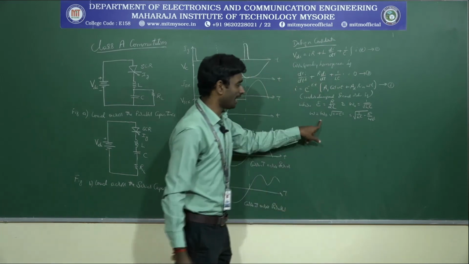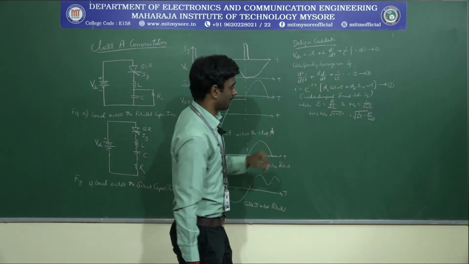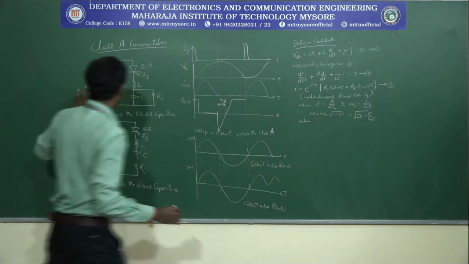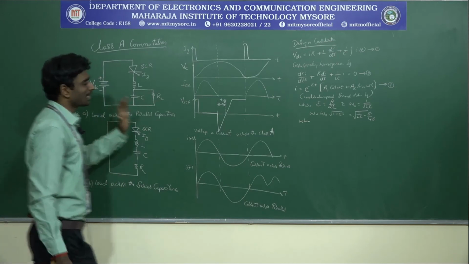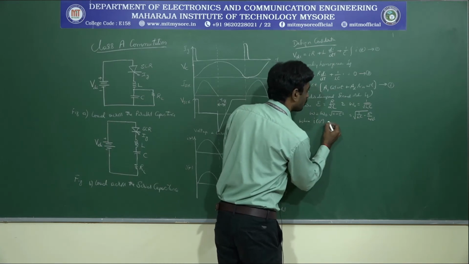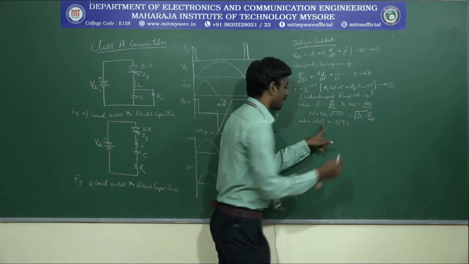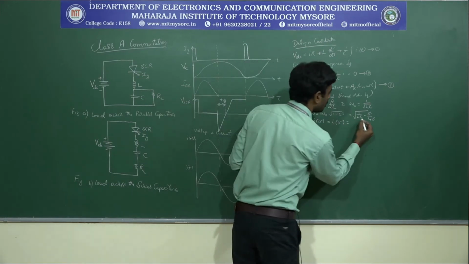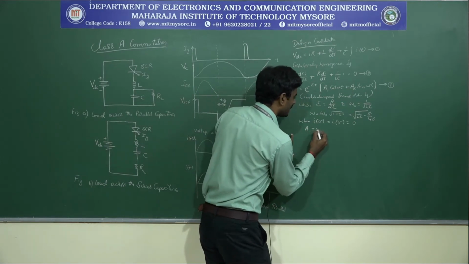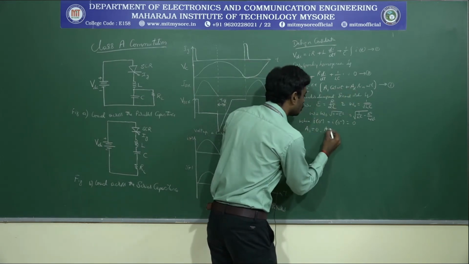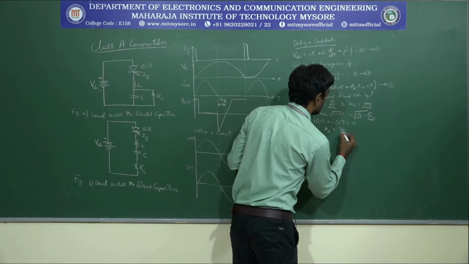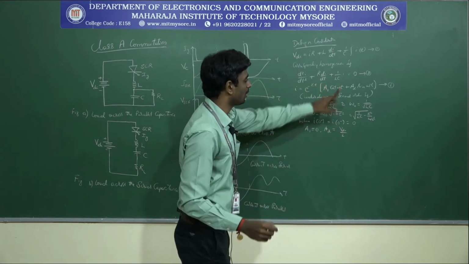This will be my omega value with respect to this second order underdamped equation. When I consider the initial condition, I of 0 plus will be equal to I of 0 minus, which is equal to 0. Then, with respect to equation 3, A1 will become 0 and A2 will become VDC divided by L. This will be my equation with respect to A1 and A2.